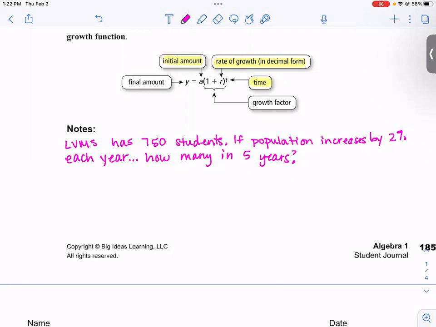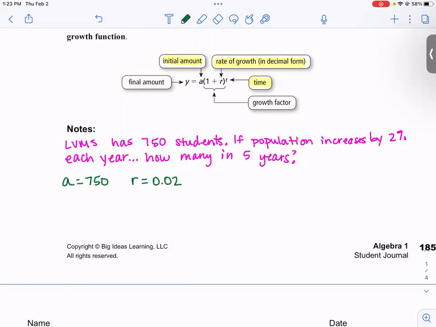Okay, so using this formula, what do we start with? How many do we start with? Okay, so A is 750. Our rate of growth is 2%. So our rate, we don't say 2. 2% means 0.02, buddy. Too many zeros there.